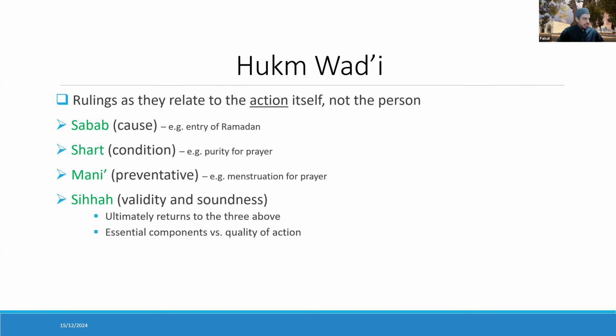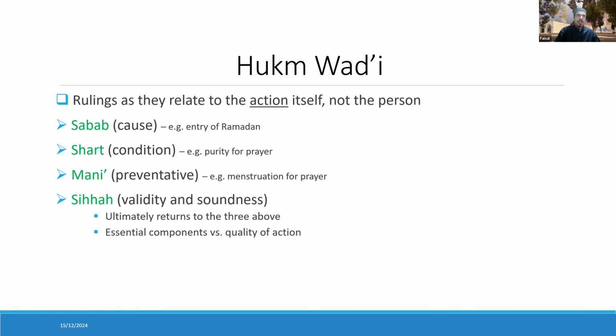There's also a discussion here in terms of sihha, because sihha relates to validity and soundness, but an action can also be valid while being corrupt. And this ultimately goes down to what I've mentioned here, that actions have essential components to them. And then you have other things that are the quality of those essential components. So what typically happens is, if you have the essential components all ticked off, then the action itself is valid, but it can still be corrupt if the quality of the action is not complete.